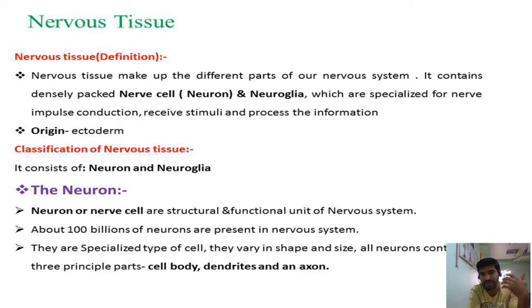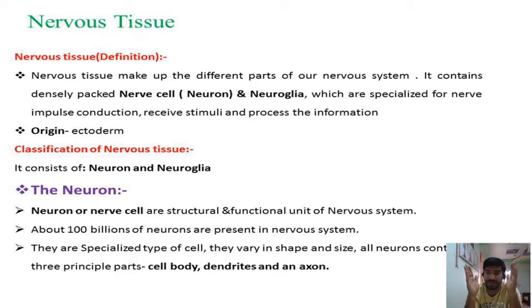This nervous tissue can be classified into two types. One is the neuron cells, also called nerve cells, and the other is the neuroglia. First is the neuron. Neurons or nerve cells are the structural and functional units of the nervous system.